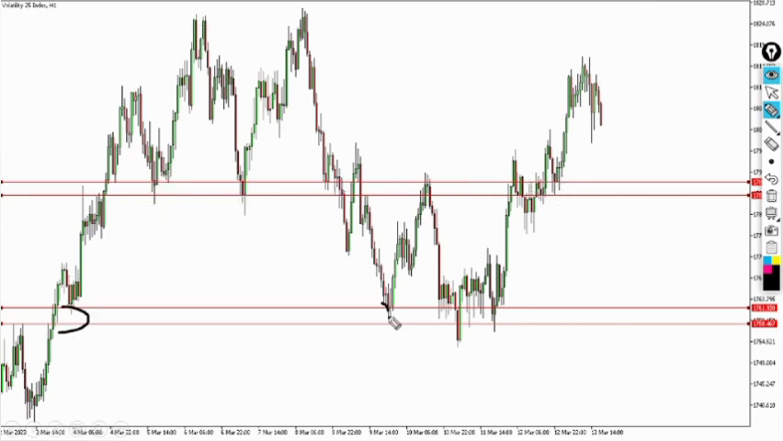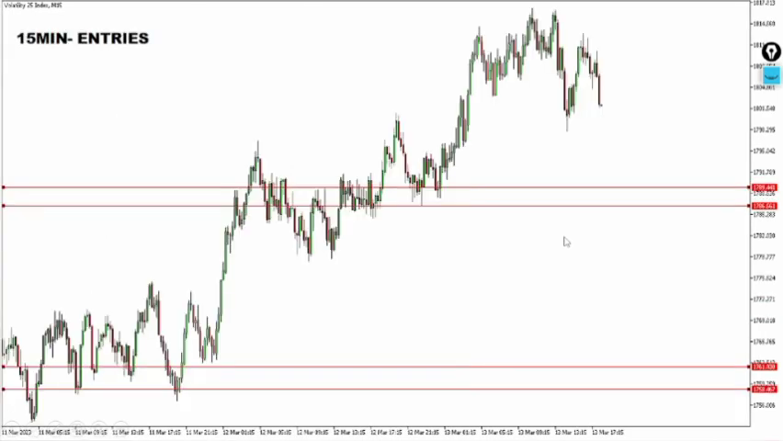Here also you can see we have a zone which has been tested multiple times. So if this zone is tested multiple times, it simply means that if the market comes to that zone again, there's a chance of that zone holding up again. Now we go down to the 15-minute time frame for our entries, right? On the 15-minute time frame, the first thing we are going to do is wait for the market to come back into this zone. If the market comes back into this zone, that's when we buy. So we are going to look for something like this, right?